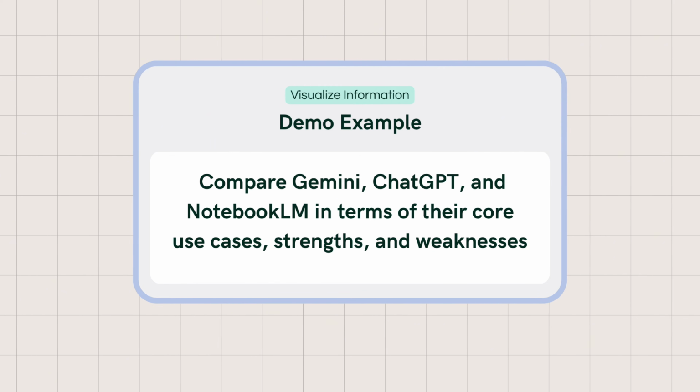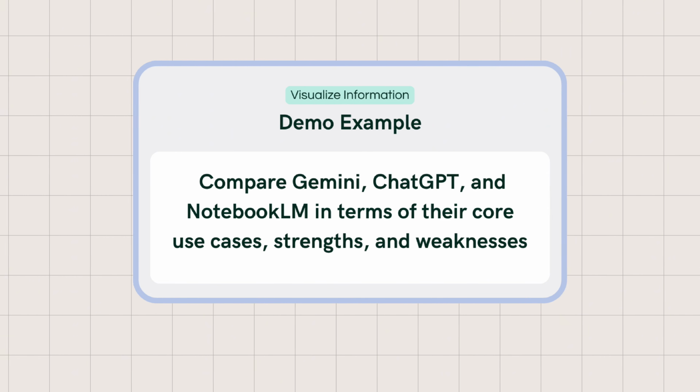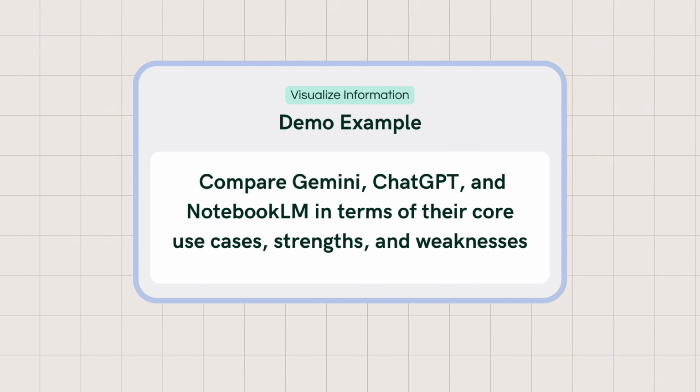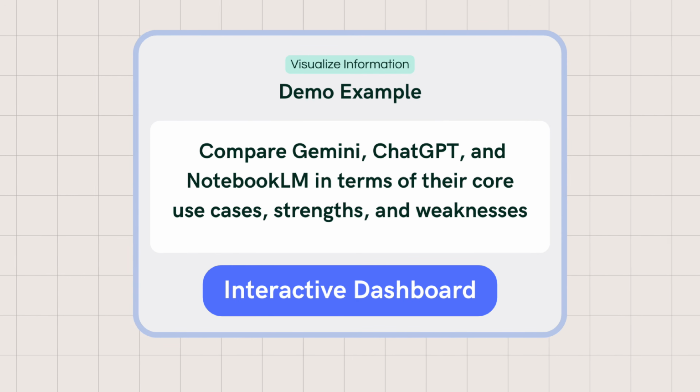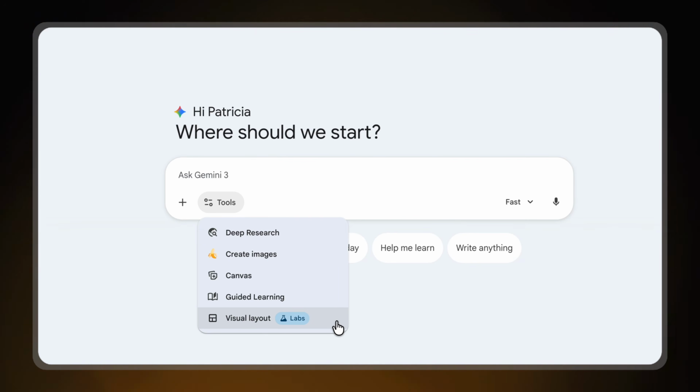Since I have access to visual layout, let's see how effortless it is to turn the answers into an interactive multimedia experience. My task here is simple. I want to compare Gemini, ChatGPT, and Notebook LM in terms of their core use cases, strengths, and weaknesses. But instead of just text, I want an interactive dashboard. So I select visual layout in the tools and use this prompt.